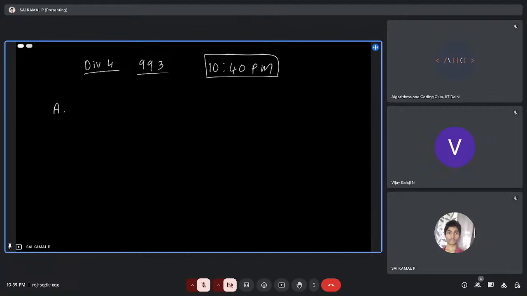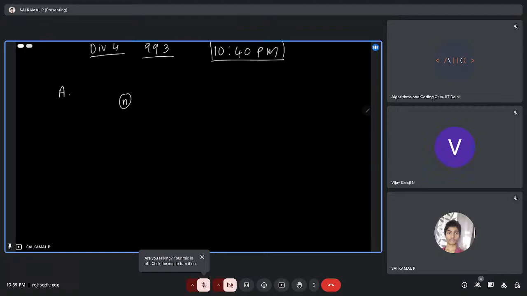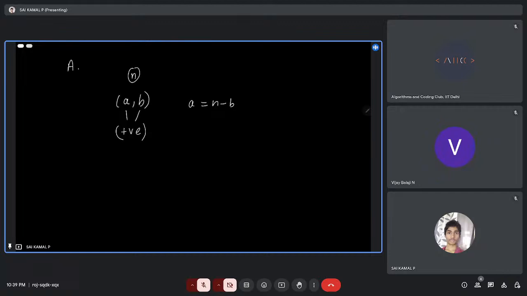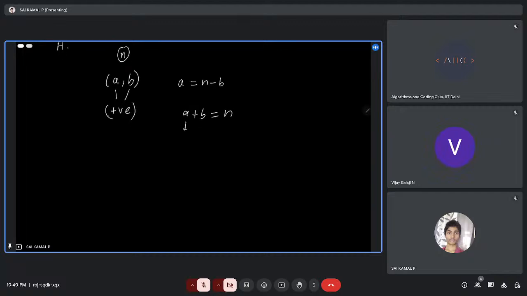So in the first problem, we are given t test cases to solve. In each test case, we are given an integer n, and we are asked to find the number of ordered pairs a, b such that a equals n minus b, and we are given the condition that a and b both have to be positive integers. Because a and b are positive integers, a plus b equal to n is just a line.